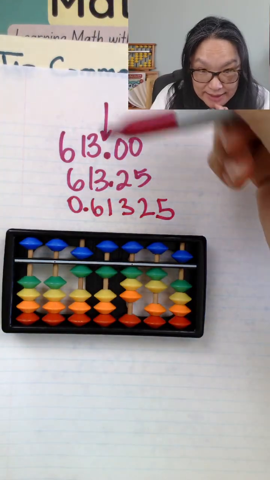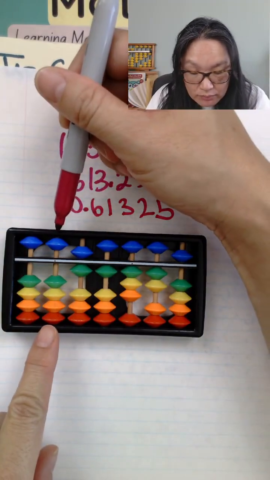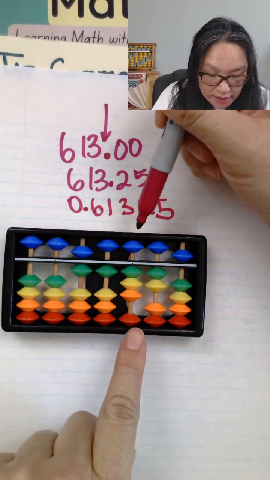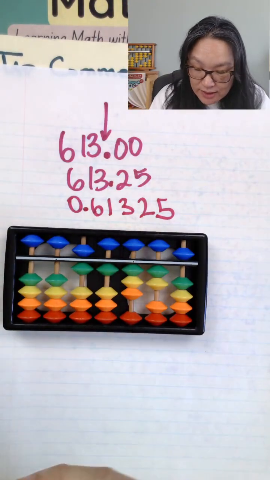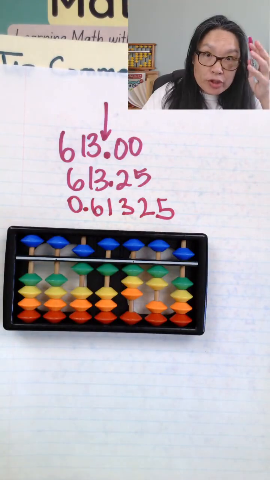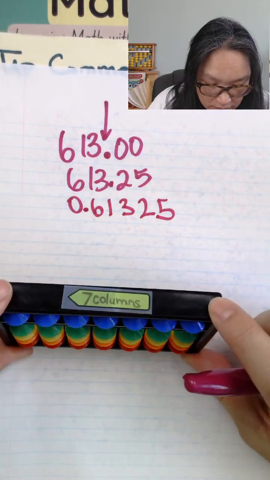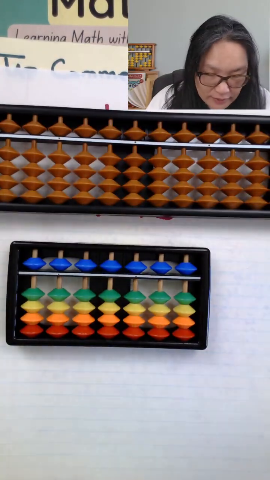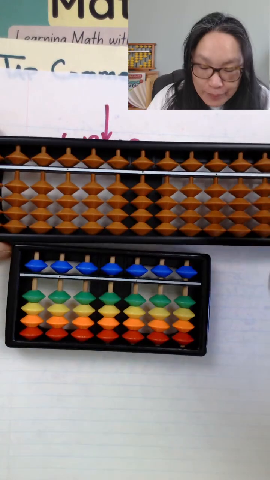Thank you, Lisa. Exactly. Because now what we're doing is we're switching the location of the ones place. So we could either use this one or this one. It actually doesn't matter. It just depends on how big or small your number is. So that was the reason why. Now, this one is a 7-column abacus. I labeled it because I got tired of counting it. This is a 13 column.